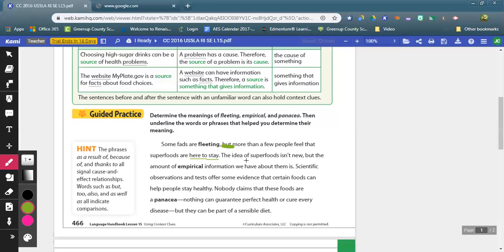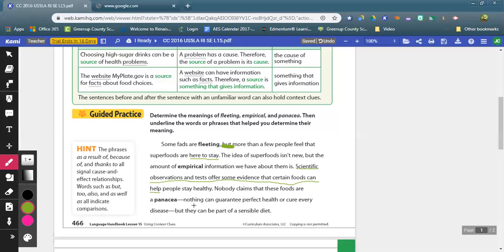Then we have the word empirical. And the idea of superfoods isn't new, but the amount of empirical information we have about them is. Scientific observations and tests offer some evidence that certain foods can help people stay healthy. So your context clue is scientific observations and all this right here and help. Okay, so empirical information is scientific information.